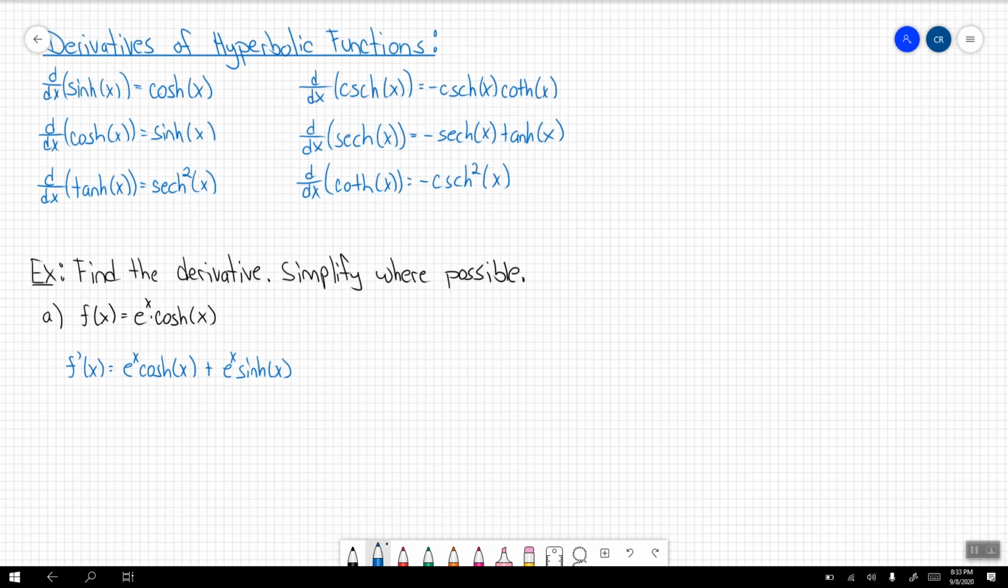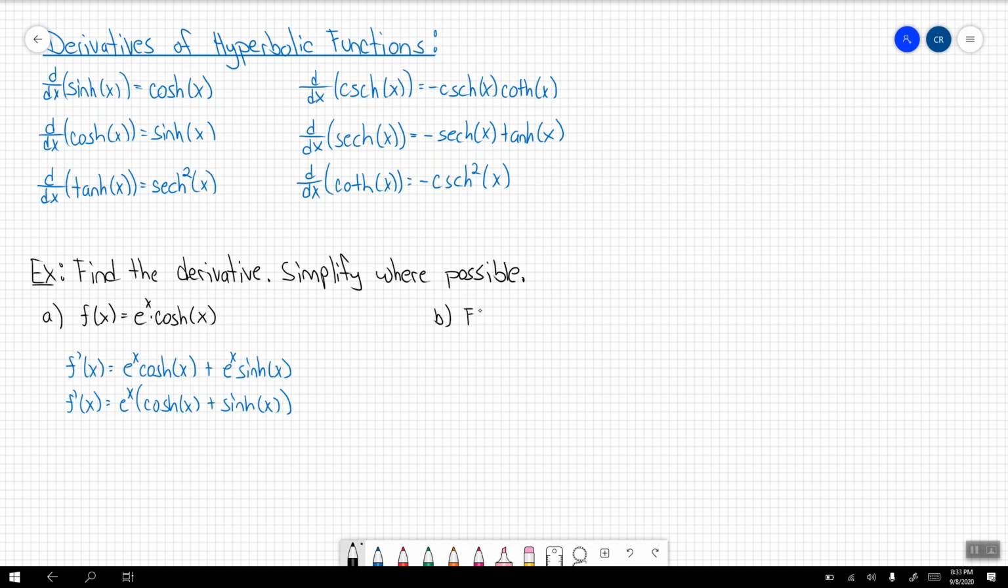So for my first function, here we are. I am pretty much done here. If I wanted to, I could factor out a common factor, or in other words, a GCF, which is e to the x, and then we still have hyperbolic cosine of x plus hyperbolic sine of x. So there's our final result. Let's look at part B.